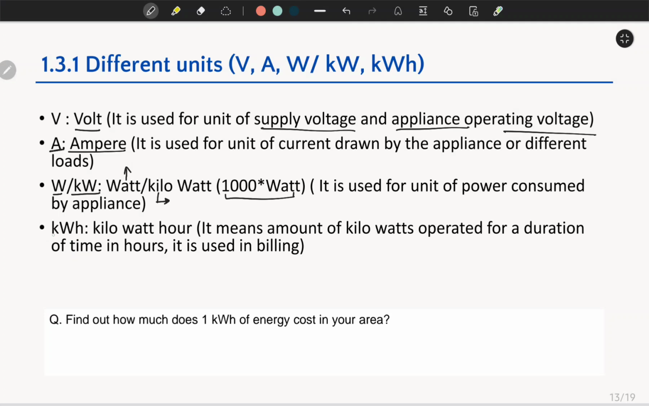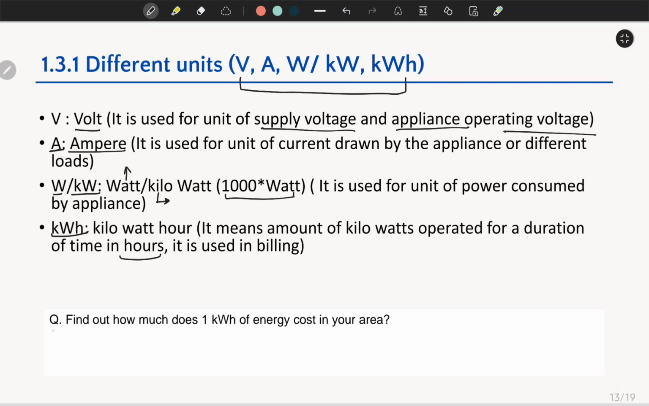Kilowatt hour is a unit of energy. When we measure the watts over a particular duration, to be precise, if the time is in hours, then we use the unit kilowatt hour. It is used for billing purposes. So these four or five units are the most common units which we come across when we are doing electrification.